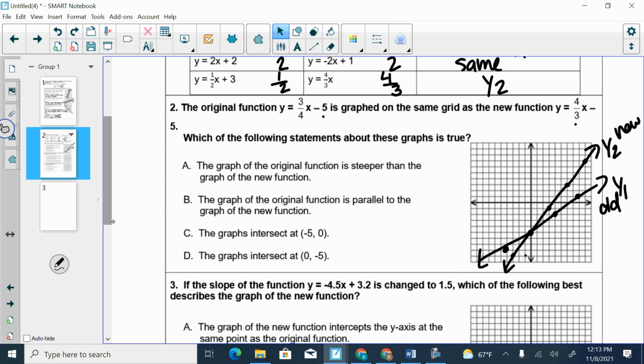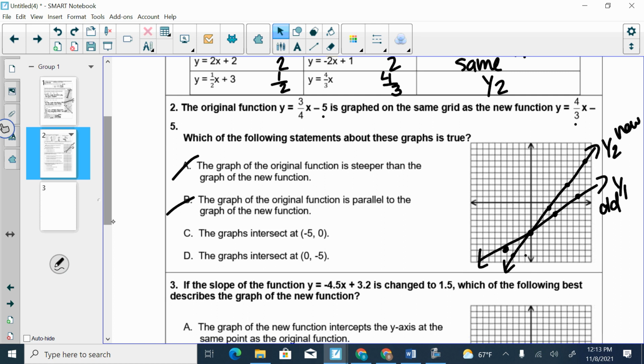So A says that the graph of the original or the old is steeper than the second one. So is the first one we graph steeper than the second? No, so it can't be that one. That one's not true. Okay. Next one says that the graph of the original function is parallel to the other graph. No, right? Parallel means never touch, so it can't be that.